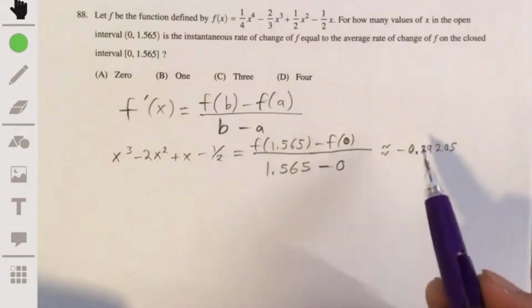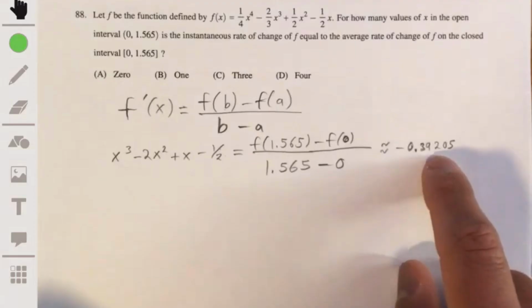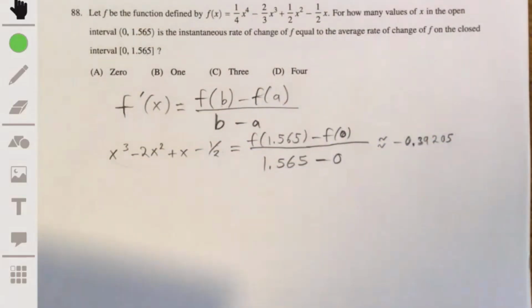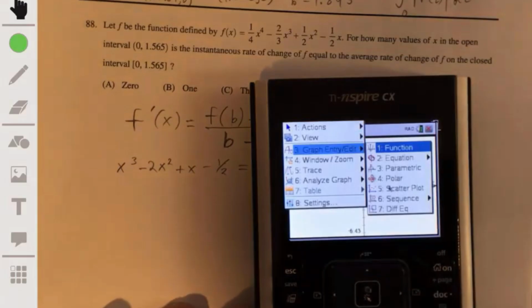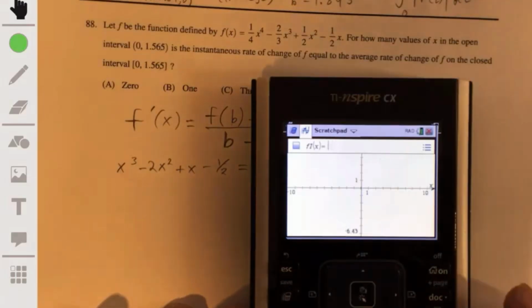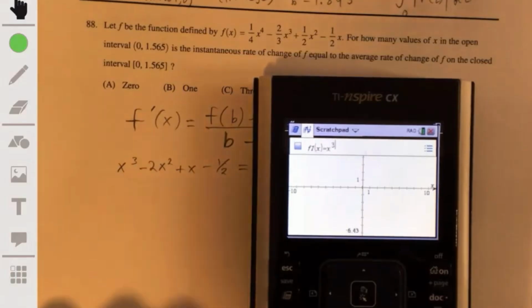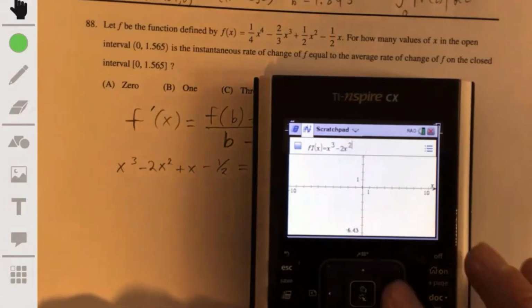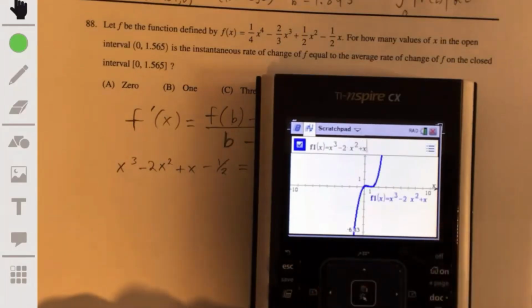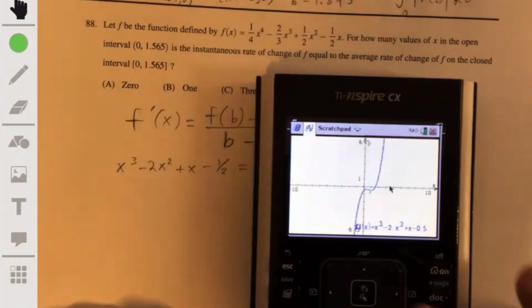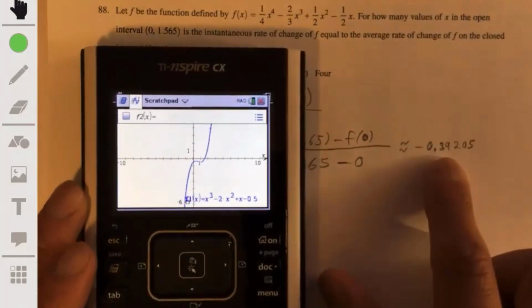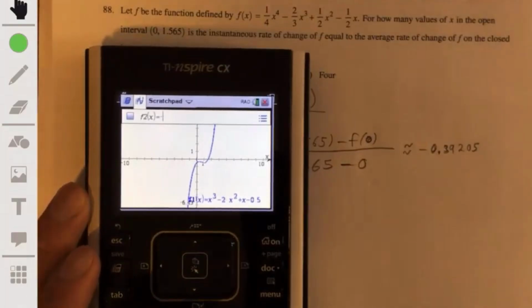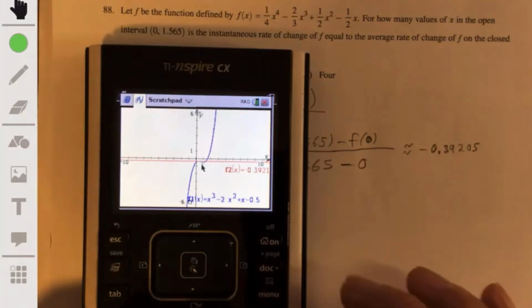One way to do that is to make two graphs: one graph equal to the derivative, and the other graph equal to just a horizontal line. So let's bust out the calculator. Minus 2x squared plus x minus 0.5. All right, so that's one of our graphs, and let's graph another line. To make it easier, we'll graph this horizontal line. So our other graph will just be equal to negative 0.39205. Okay, let's zoom in on that.